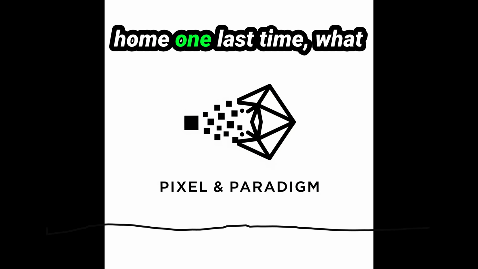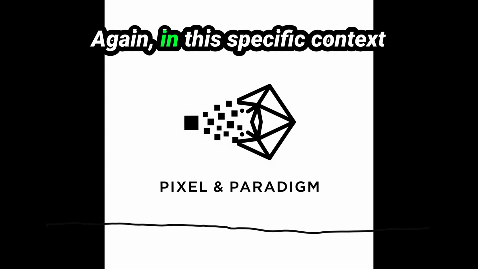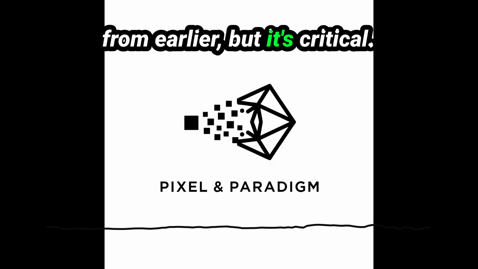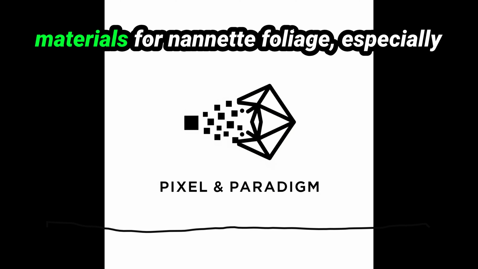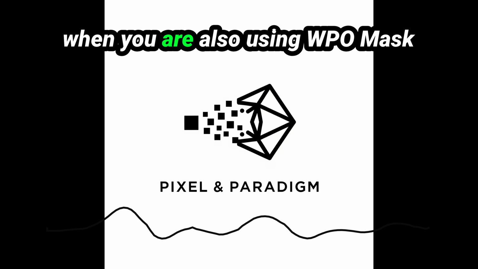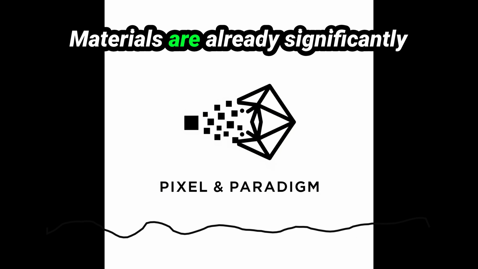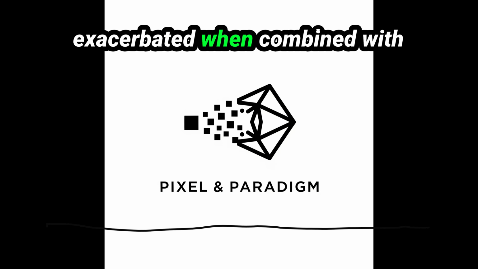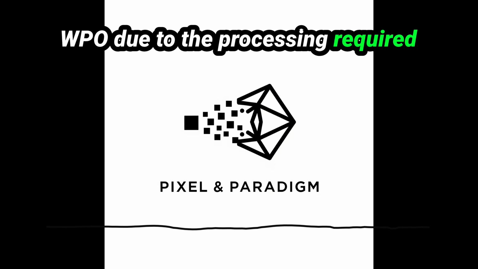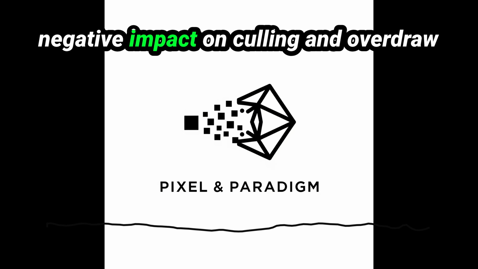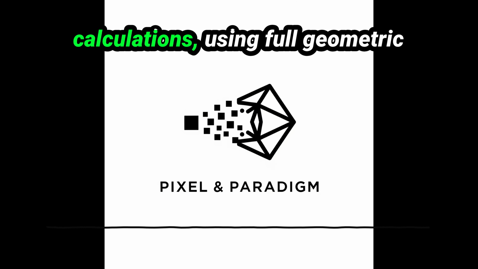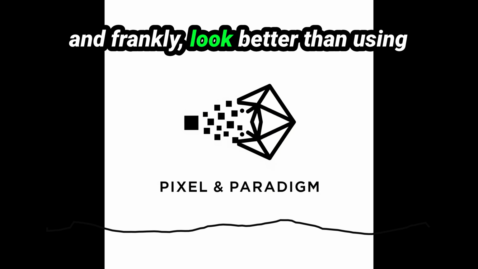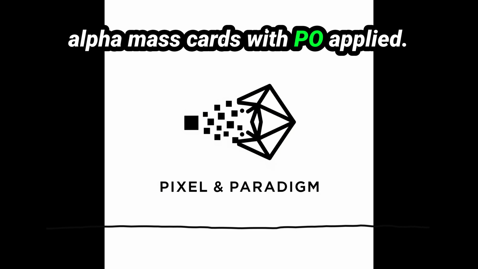And just to hammer the point home one last time, what about material blend modes, again, in the specific context of WPO performance? This just reinforces the point from earlier, but it's critical. You should strongly recommend opaque materials for Nanite foliage, especially when you are also using WPO. Masked materials are already significantly more expensive with Nanite in general, and their performance cost is often exacerbated when combined with WPO due to the processing required for those transparent areas and their negative impact on culling and overdraw calculations. Using full geometric leaves modeled with an opaque material is almost always going to be faster and frankly look better than using alpha mask cards with WPO applied.